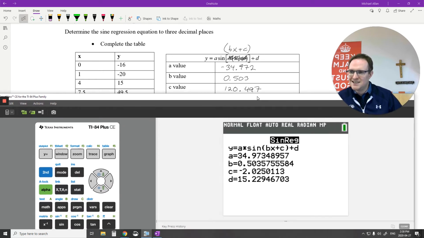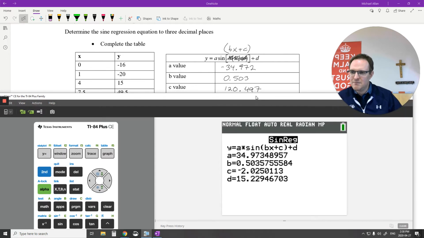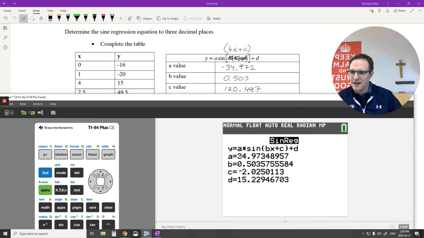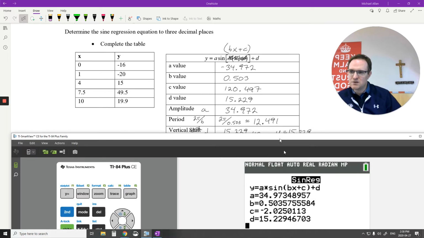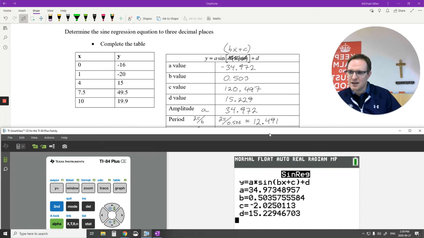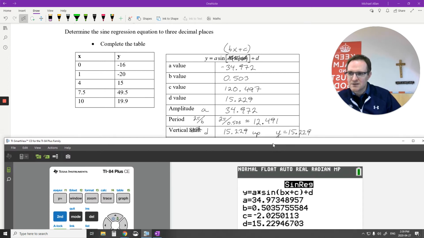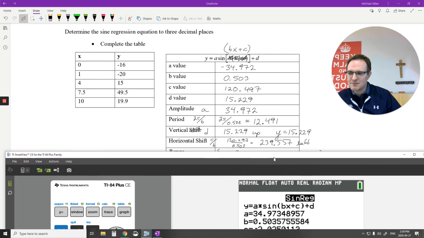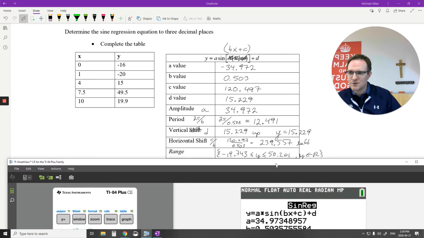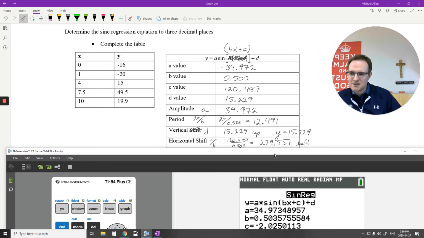Now, the reason the C value is different and the A value is not the same is it seems like they're trying to keep the A value positive. So they shifted it differently to get the same graph. That's okay, it doesn't matter which way you do this. I'm really not going to ask too much other than what is the period? The period is going to be the same for both these graphs. What's the vertical shift? That's going to be the same for both graphs. The range is going to be the same for both graphs. The horizontal shift is going to be slightly different.